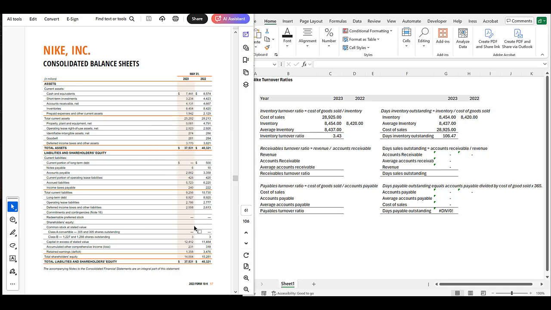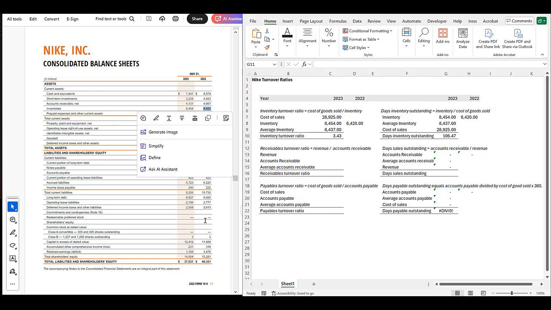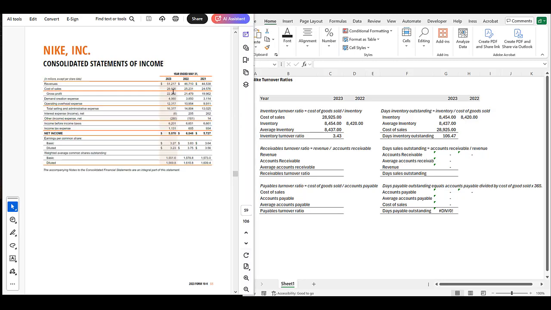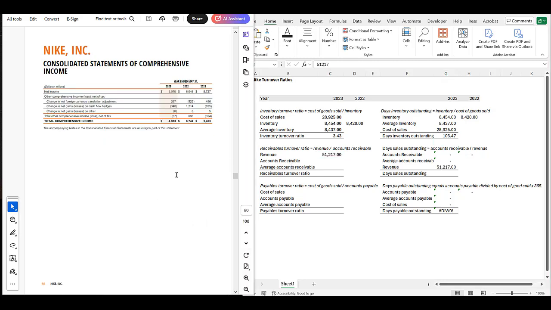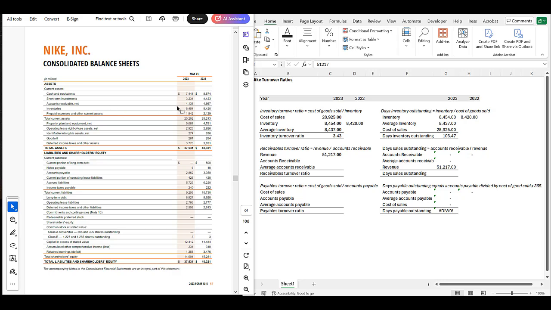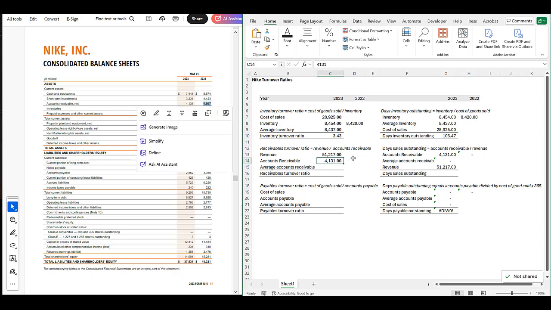Next, we'll calculate the receivables turnover ratio, which tells us how many times Nike collected its receivables. We'll need revenue and average accounts receivable. Revenue is on the income statement. Revenue was $51,217. Accounts receivable is on the balance sheet. Accounts receivable in 2023 was $4,131, and in 2022 it was $4,667. That gives us an average accounts receivable of $4,399.